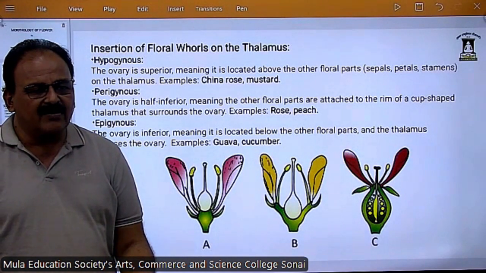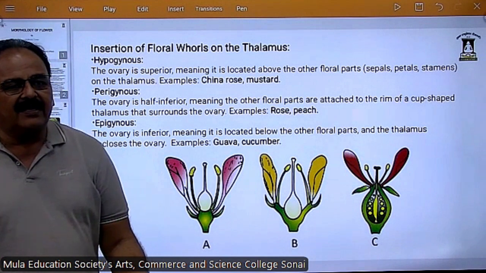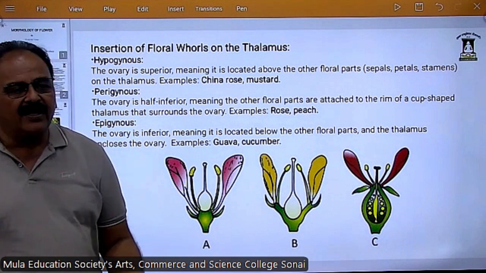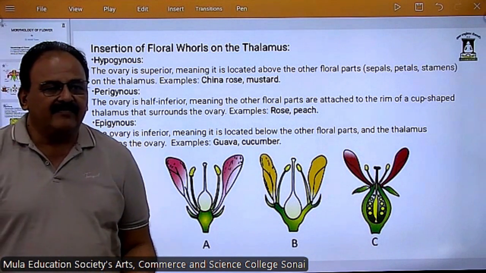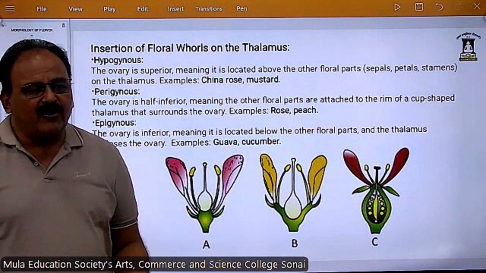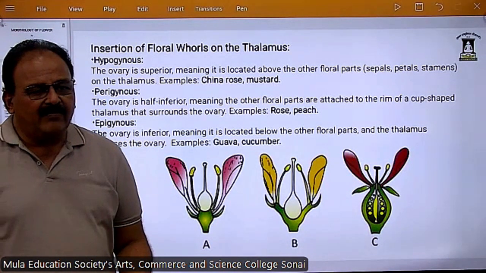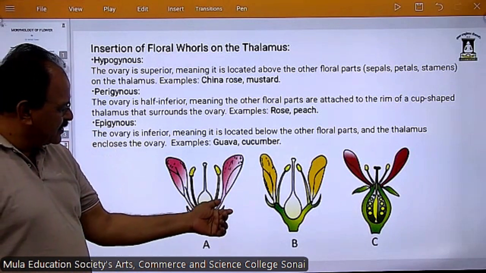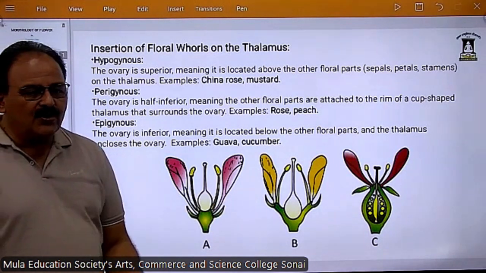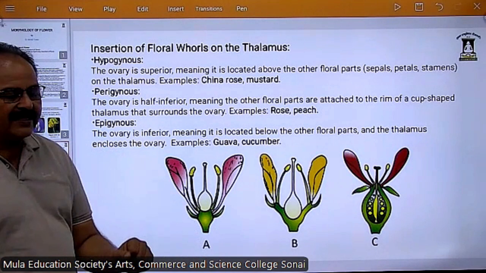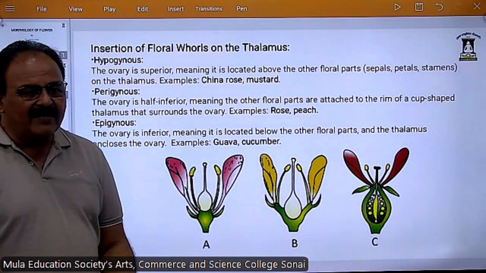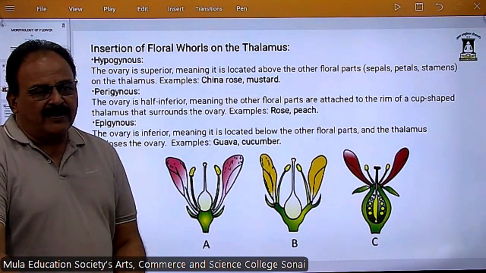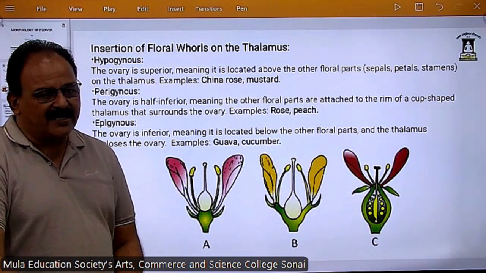Then insertion of floral whorls on the thalamus. On the basis of insertion of floral whorls, they are divided into hypogynous flower, perigynous flower, and epigynous flower. First is hypogynous. See, the ovary is above all three whorls, that is Calyx, Corolla, and Androecium. So the position of ovary is superior, and here the flower is described as hypogynous and ovary is described as superior ovary. For example, China rose or mustard.